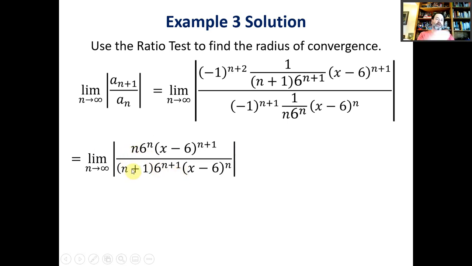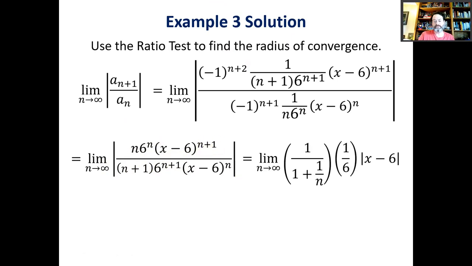The n and the n plus 1 I'm going to pull out front of the absolute value. The 6 to the n over 6 to the n plus 1 just reduces to a sixth. I'm going to pull that outside the absolute value. What remains inside the absolute value is x minus 6. Here we have an n plus 1 and an n. That's going to cancel down to x minus 6. I also fixed up this n over n plus 1. I divided by the highest power in the denominator. Took the limit.